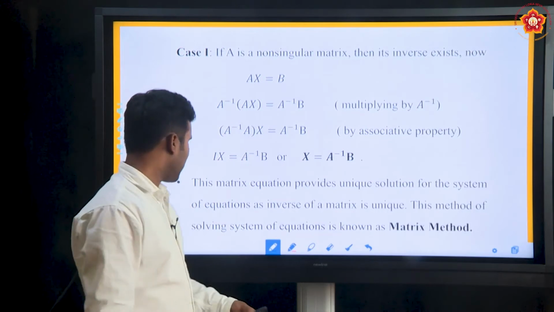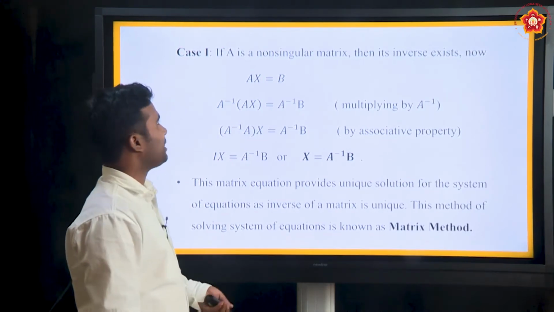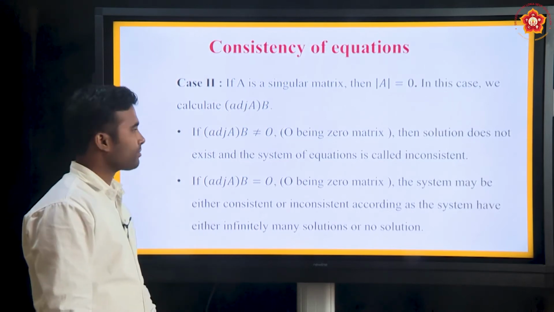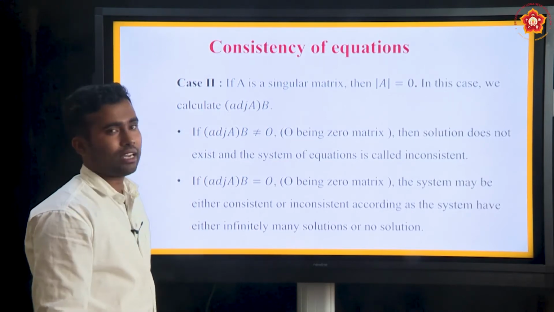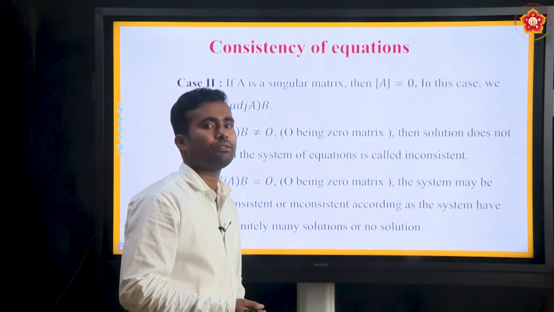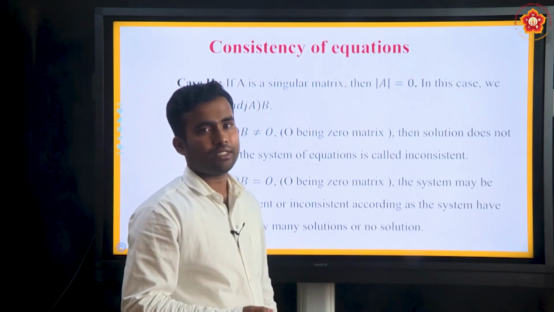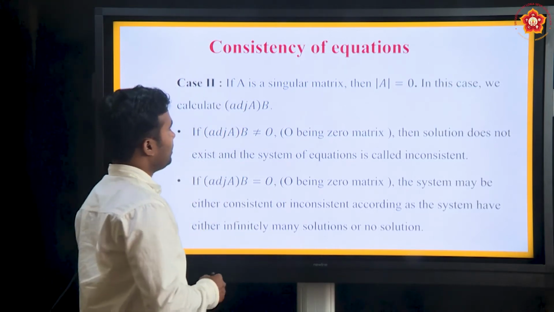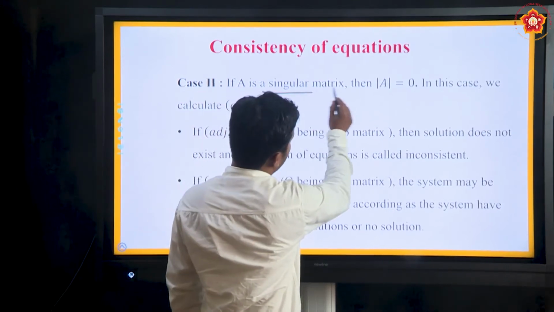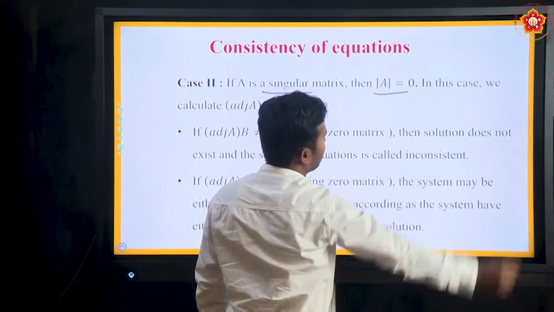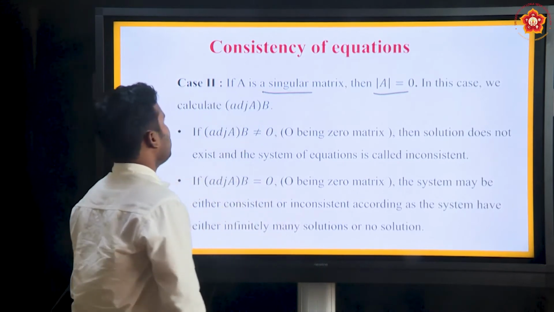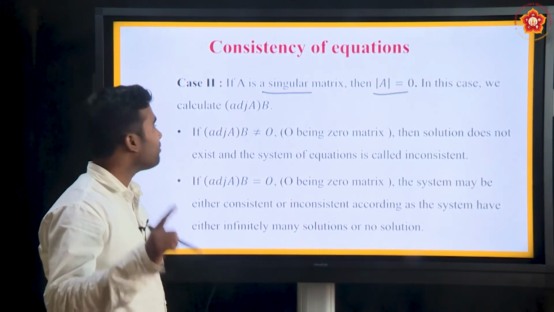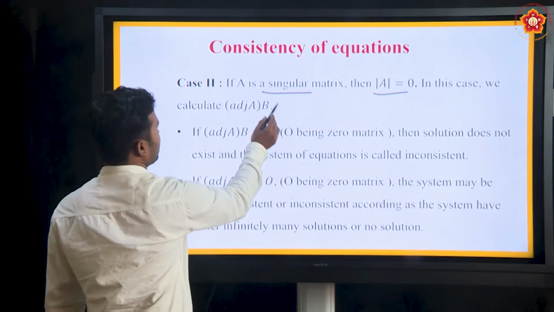Next we have another case to discuss. What is that? If matrix A is singular. I will talk about the consistency and inconsistency of linear equations later. So now case 2 here is: if the matrix is singular, what is the condition for the matrix to be singular? That is determinant A is equal to 0. So if determinant A is equal to 0, we can find adjoint A into B.